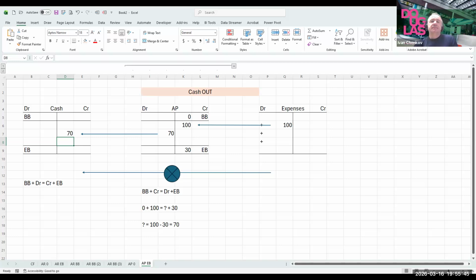Let's go one step further. Let's do the other option. Now, my beginning balance is 20. My ending balance is 0. Logical question is, how much cash did we pay?